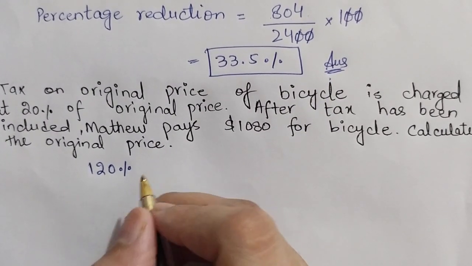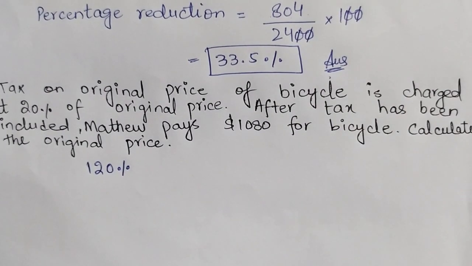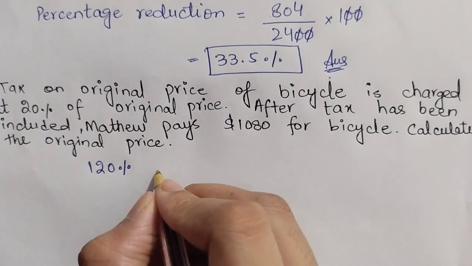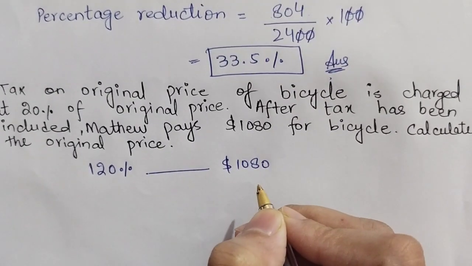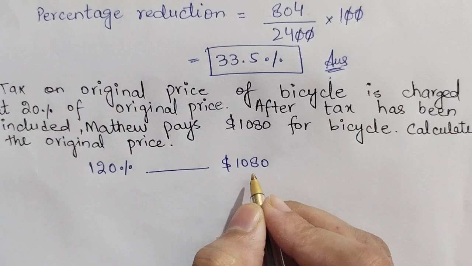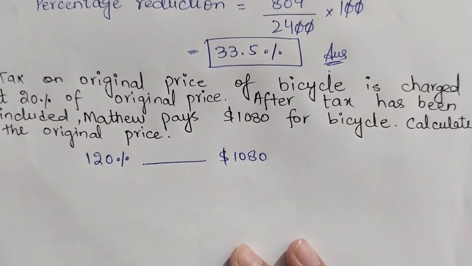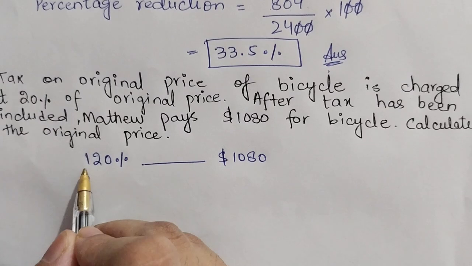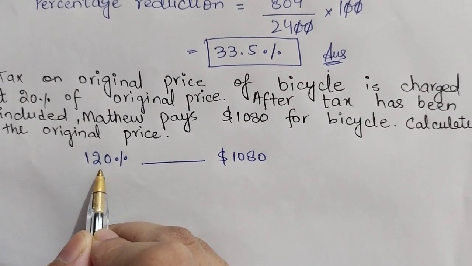On 120% he pays what amount? $1,080. If on 120% he pays this amount, we have to calculate the original price, which is the 100%. So here it is 120, we have to make it 100. How can we make it?